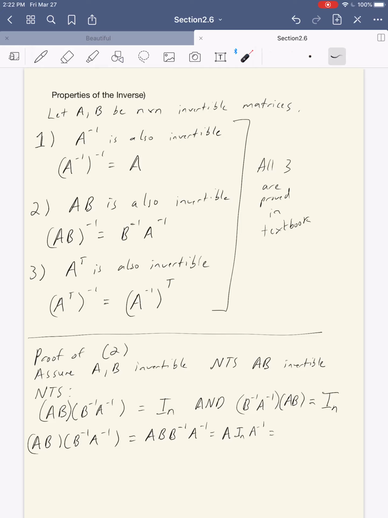And then we can say, well, since that's A times the identity matrix, that'll just be A, so A inverse. And then that, of course, is the identity matrix. So we're good on that one. Let's check the other direction.